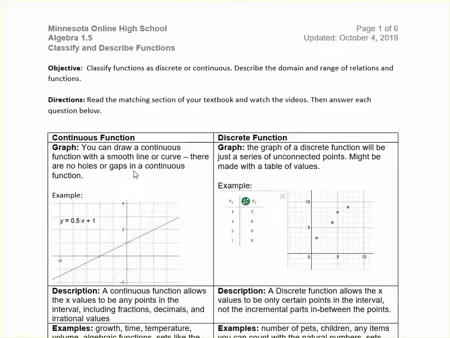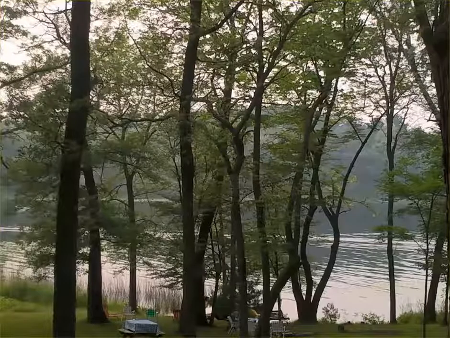In this video, we are going to learn more about functions, including how to classify them as discrete or continuous, and describe the domain and range of relations and functions.